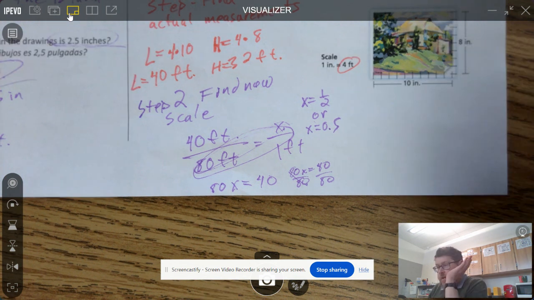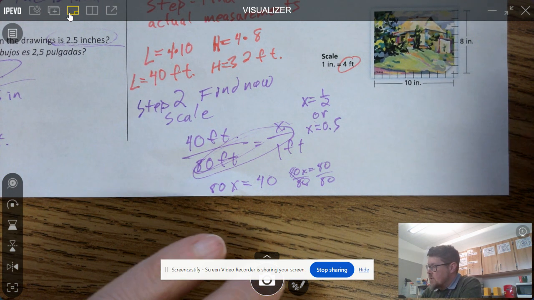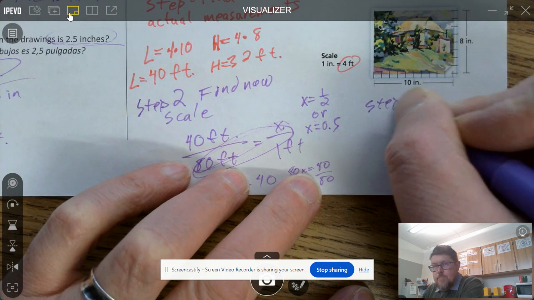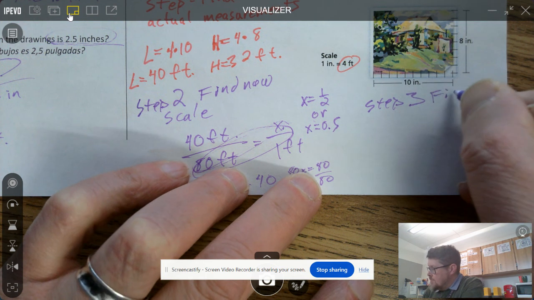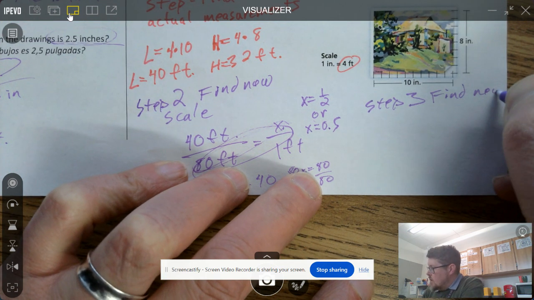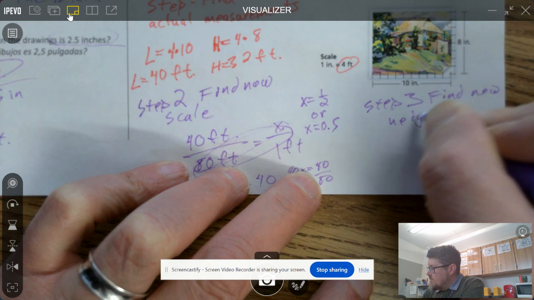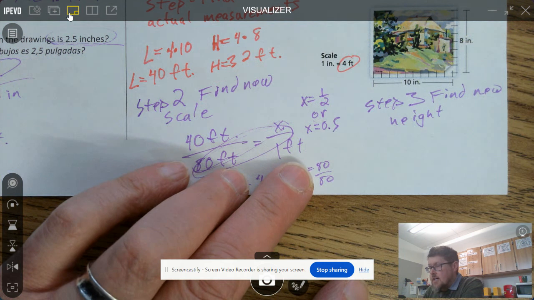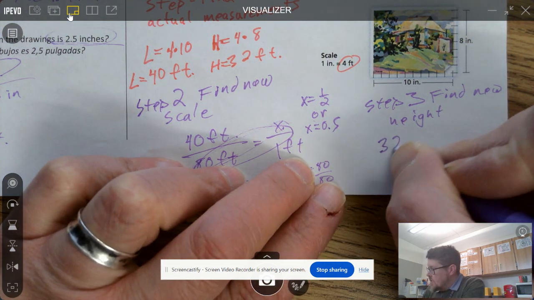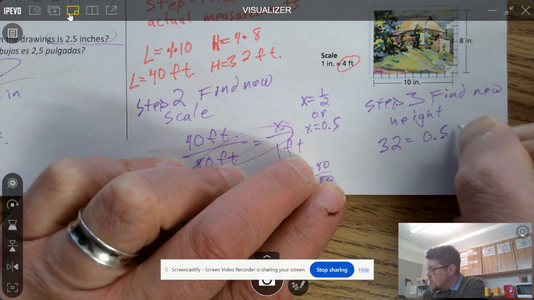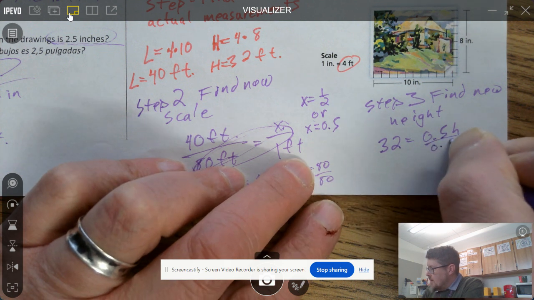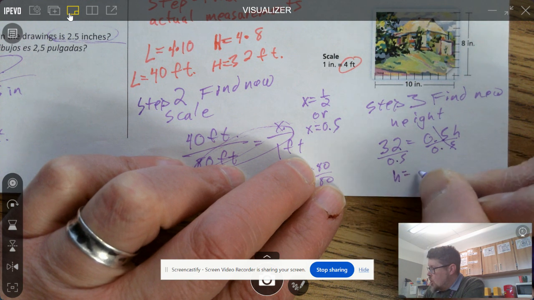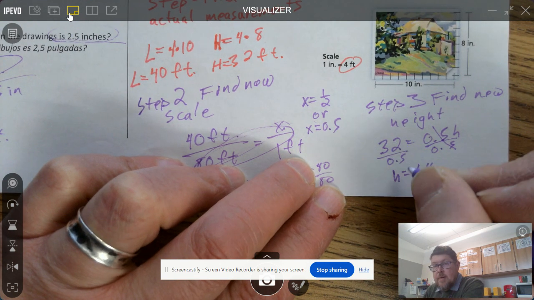And so then we're going to find the new height using the new scale. So that's step 3. Find new height. And the idea is basically we just take half of that original height of 32, right? So if the height is 32, it's just going to be 32 equals 0.5 times the new height. So we divide by 0.5, and then that gets us to 64. 32 divided by 0.5 is 64.